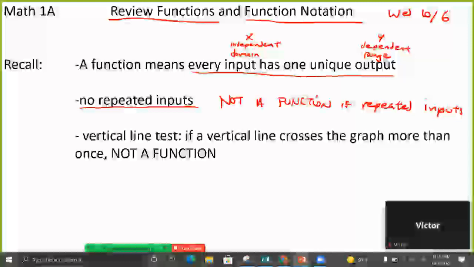And then the last test that we had to tell if we have a function is the vertical line test. Vertical line test. If a vertical line crosses the graph more than once, it is not a function. So this we would use if we have a picture, if we have a graph given to us. So here's the different ways to tell, is this relation a function?